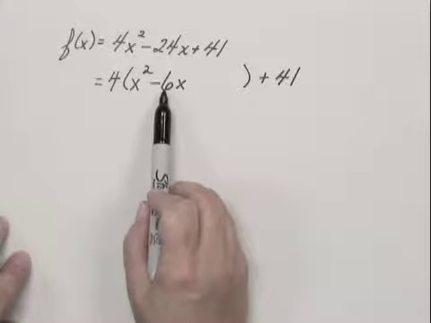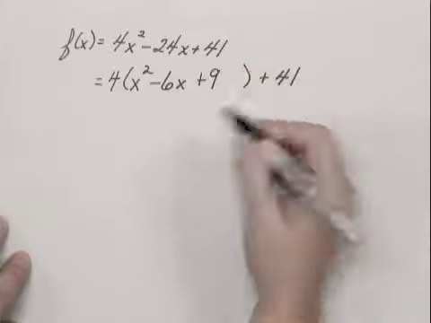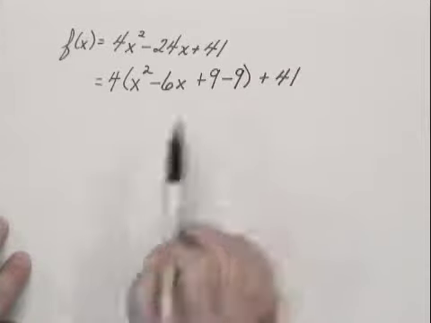I take negative 6 divided by 2, which is negative 3. Squared, that's 9. So I add 9. But I can't just add the 9. I've got to subtract it back out inside the parentheses so that my effect is adding 0.